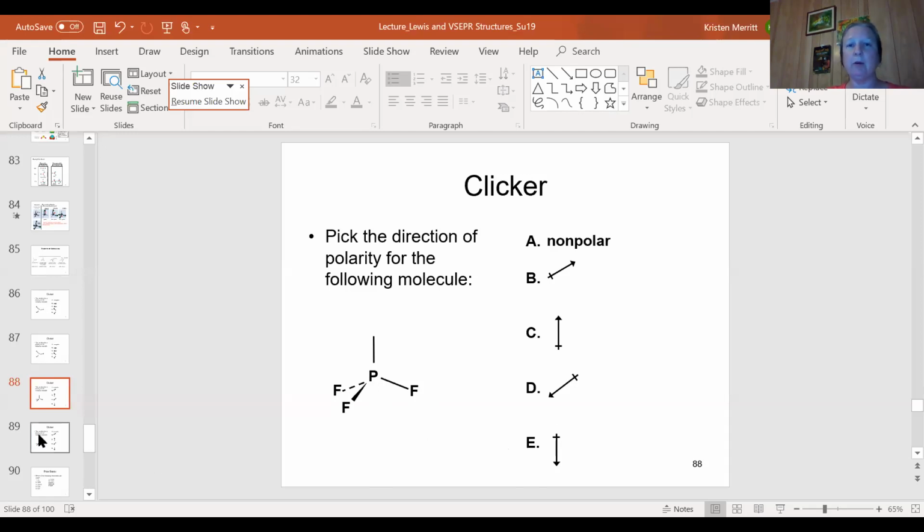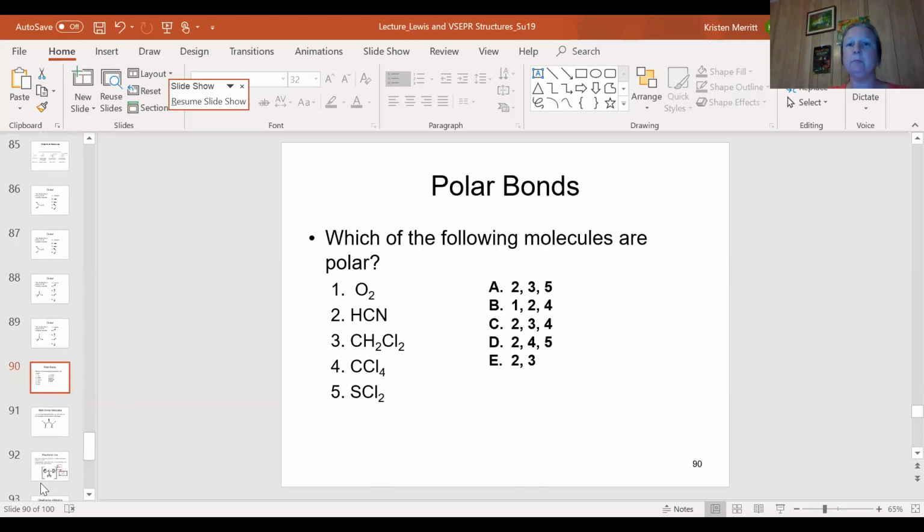This is the problem I just worked out on the board. What about this one? Again, I have fluorines, the most electronegative, but I only have 2. So you go in between the 2 is your vector. So that's D, all right? So which of these would be polar? Well, I can tell you oxygen is nonpolar because it's a molecule with itself. There's no change in electronegativity. CCl4, carbon tetrachloride, this is tetrahedral. That carbon is surrounded by 4 chlorines. They are equal and opposite. So that is not polar.